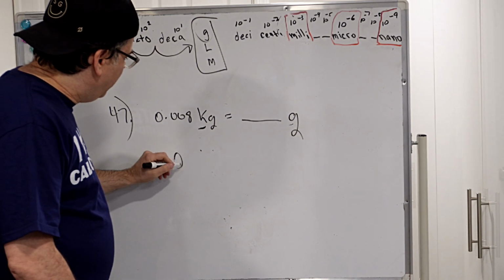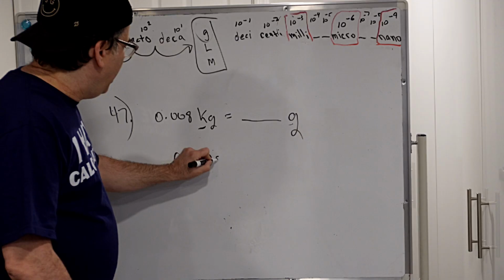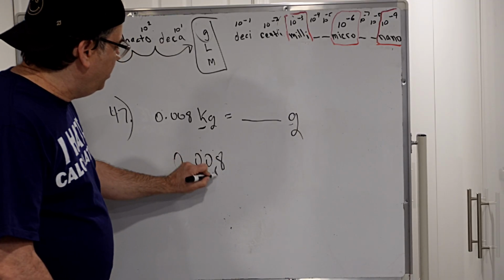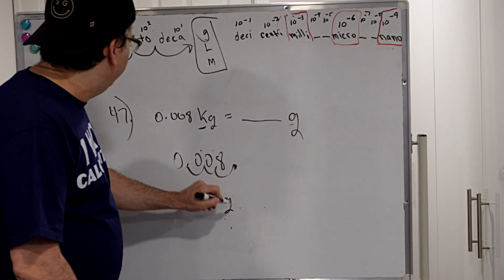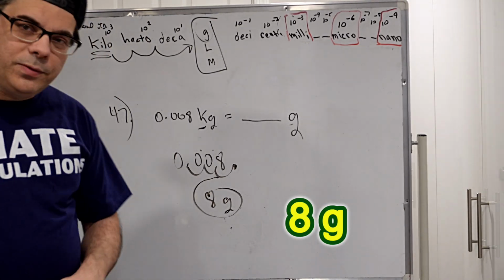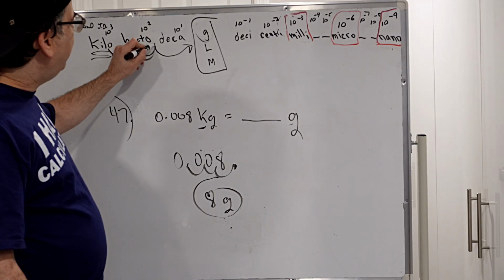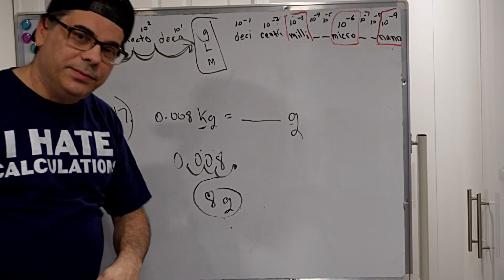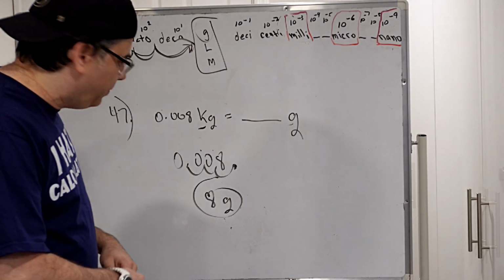So you're at 0.008 and you go 1, 2, 3. So you're at 8 grams. 8 grams is the answer. You're going from kilo to hecto, hecto to deca, deca to gram. Just 3 jumps to the right. That's how you get that answer.